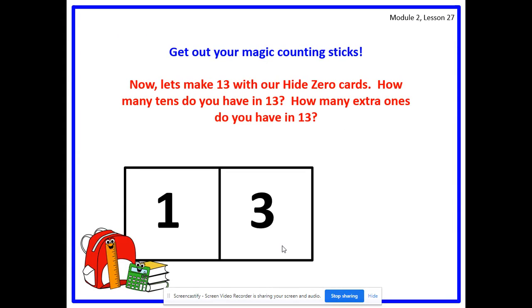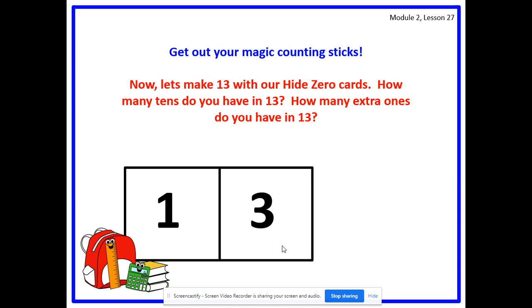So, get your magic counting sticks. Those are your fingers. We're going to call them our magic counting sticks. So, remember yesterday? How can we make 13 with our fingers? How many real fingers in 13? Get ready. Yes, 10, because we have 10 fingers. How many imaginary fingers do we need to make 13? Get ready.